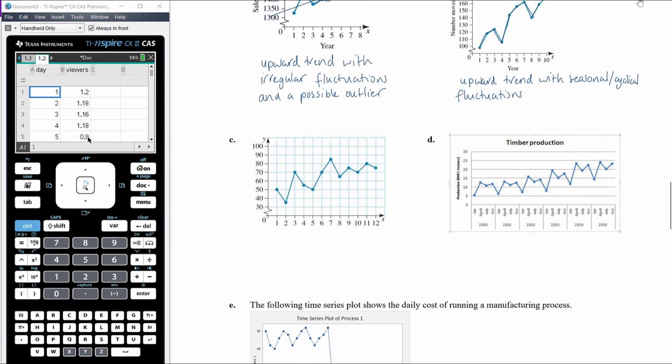The second one here, we've got, again, upward trend, definitely. Upward trend. And then I'd say there's not really much pattern to what's happening there. I'd say we probably just have irregular fluctuations happening there. There's no really clear outlier, so I don't think it's that, it's just irregular fluctuations.